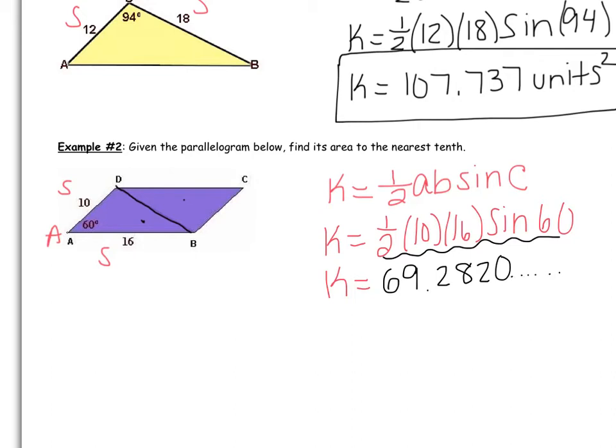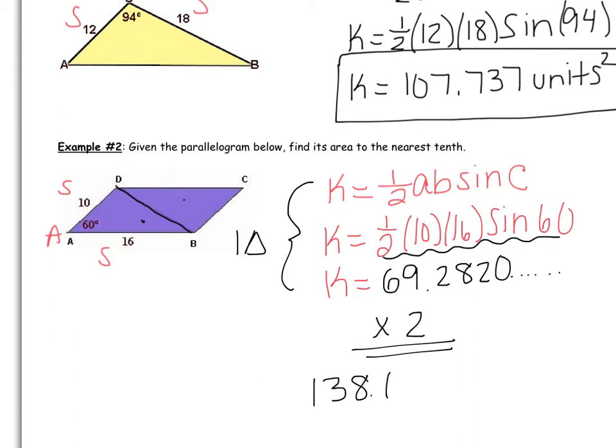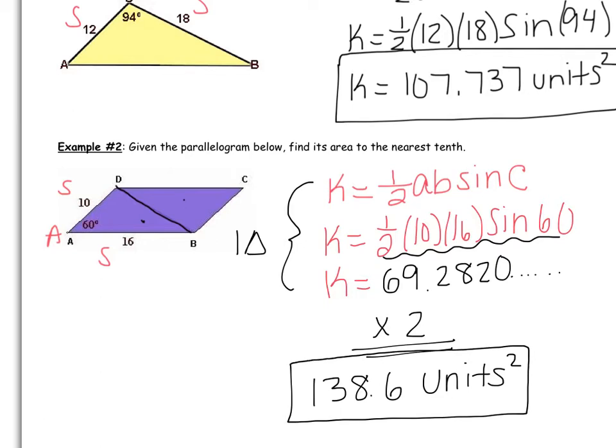69.2820... But that's the area for one of the triangles, and a parallelogram is made up of two triangles that are the same, so I just multiply that by 2, so hit times 2 in the calculator, and you should get 138.6 units squared. It says round to the nearest tenth, so I rounded it to 1 decimal place.